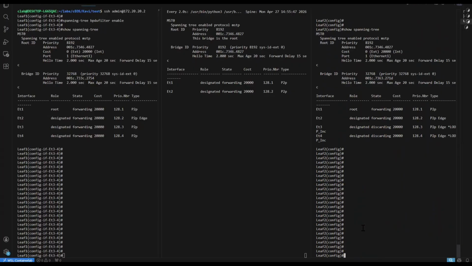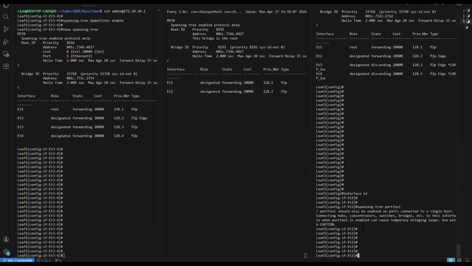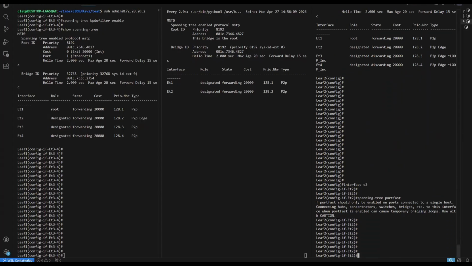Port fast is supposed to be configured on the edge interfaces, like interface Ethernet 3, which is the interface connected to the server. Spanning tree port fast. You can see that there is a warning: port fast should only be enabled on ports connected to a single host. Connecting hubs, concentrators, switches, etc. to this interface when port fast is enabled can cause temporary bridge loops. So there is a warning.